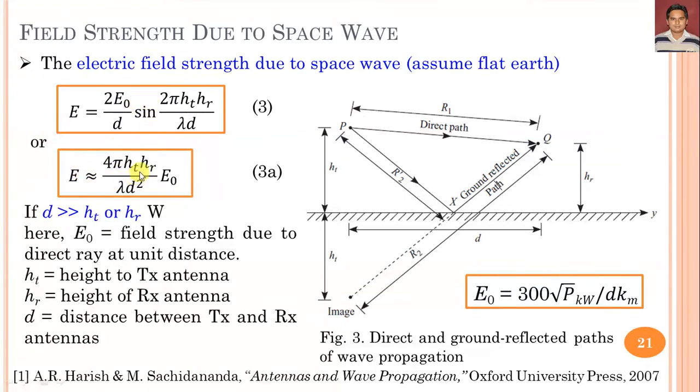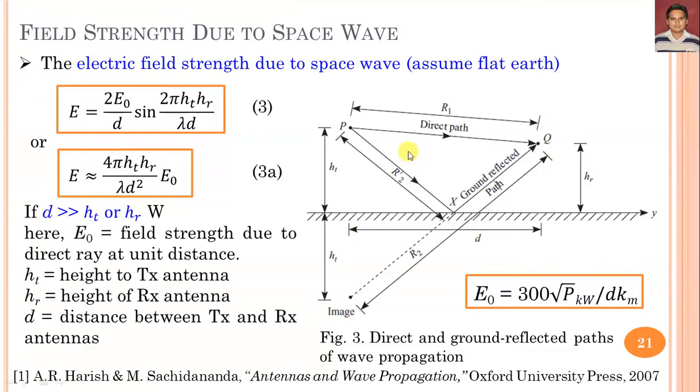So with the flat earth we can calculate this expression, or we can also write it in terms of the electric field as E equals 4 pi h t h r upon lambda d squared times E naught. Here we take sin theta equal to theta. E naught is the field strength due to the direct ray at unit distance, the initial field strength. h t is the height of the transmitting antenna from the surface of the earth, h r is the height of the receiving antenna from the surface of the earth, and d is the distance between the transmitting and receiving antennas.